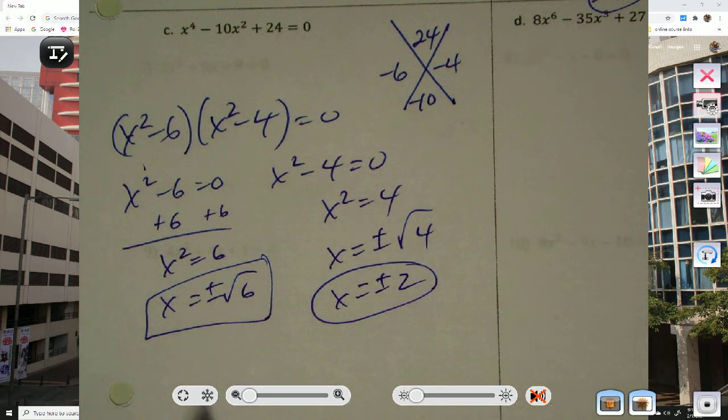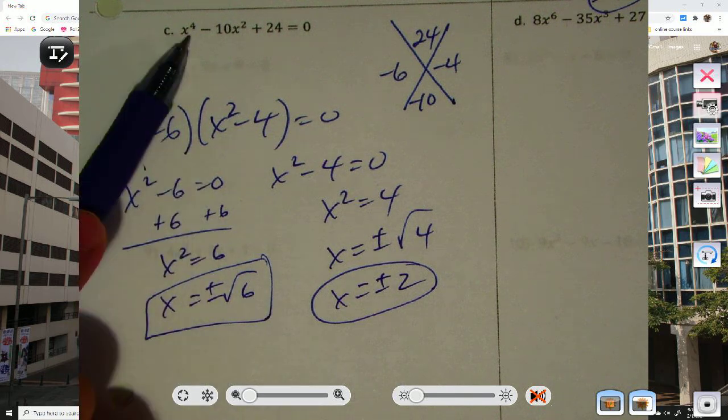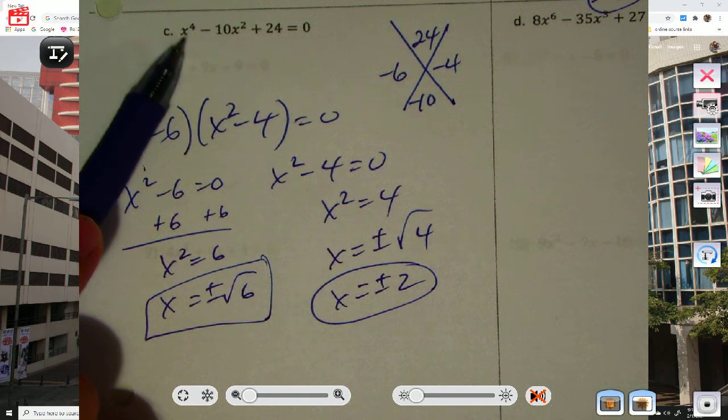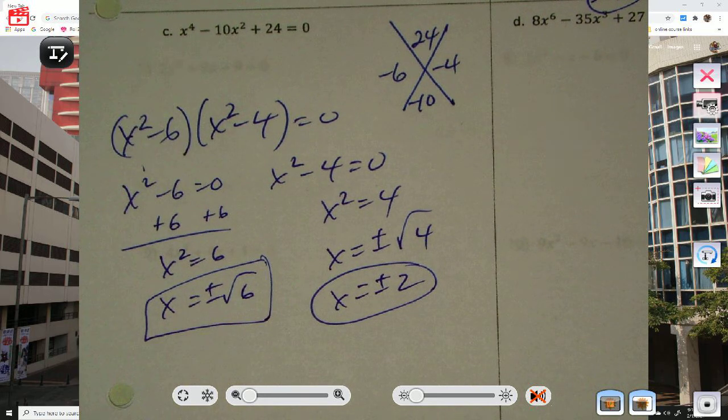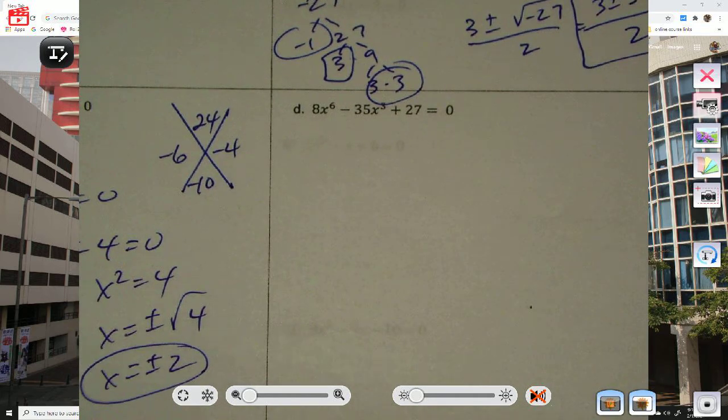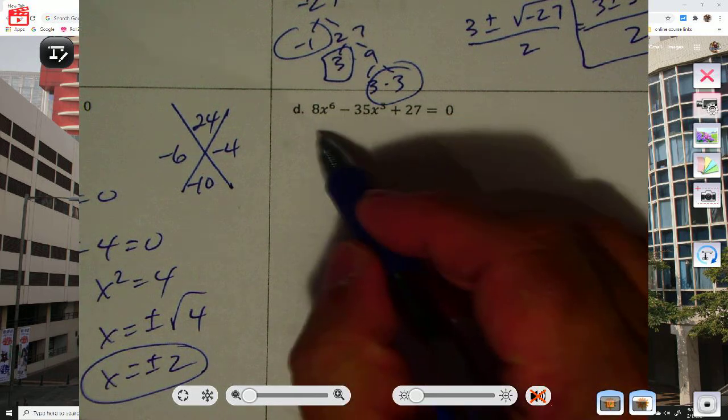So those are 4 answers, right? Plus or minus root 6, that's 2 answers. And plus or minus 2, that's 2 more. I was expecting 4 answers because of that degree. All right. So yeah, look at D. That's a 6-degree polynomial, so I'm expecting 6 answers. All right, so it is quadratic form.